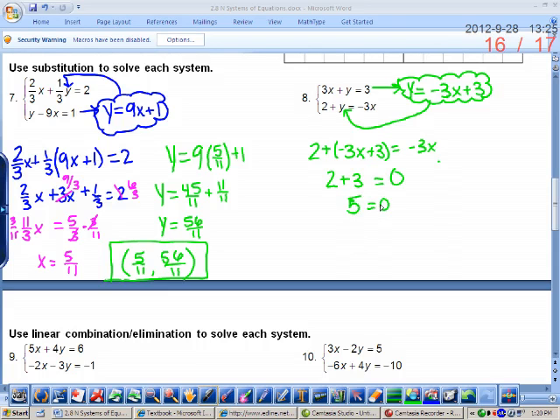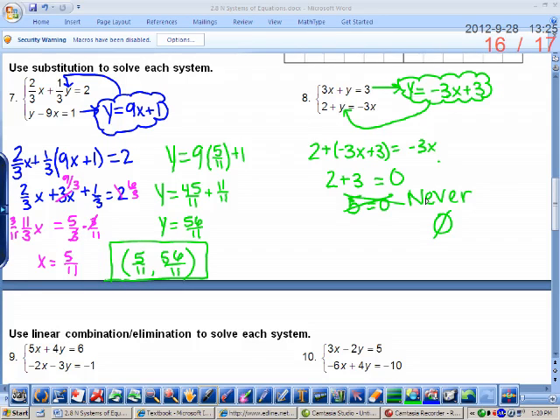When does 5 equal 0? Never. This is never true. So I have no solution. So you might recognize up here that they're parallel, or you might work through, and when you get a statement that's never true, your answer is going to be no solution.